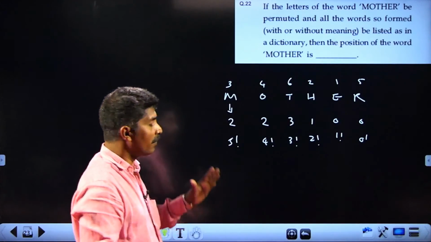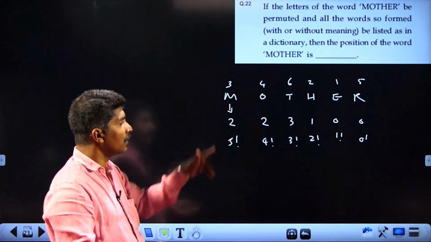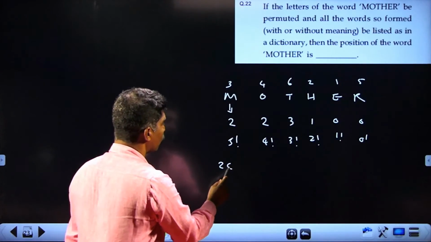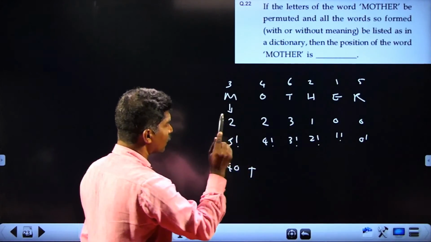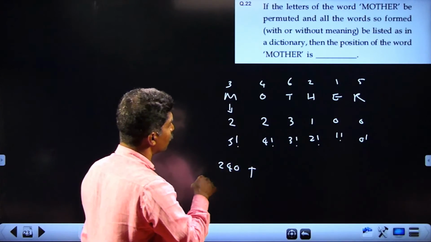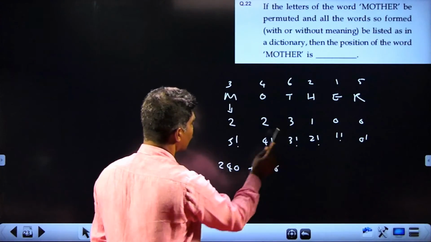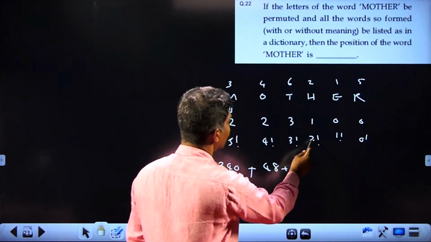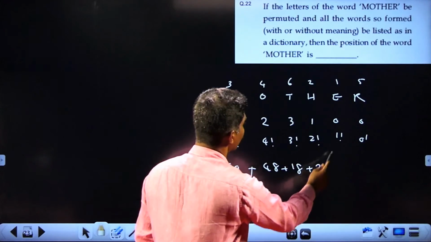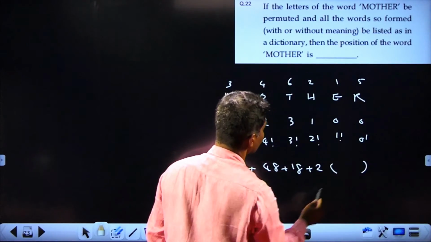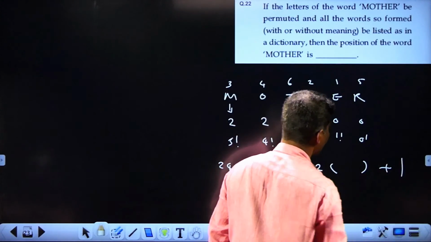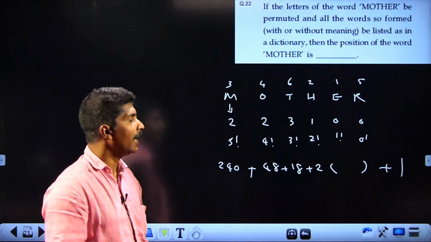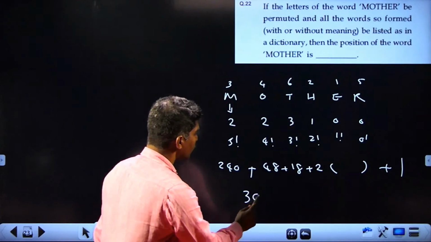And you will find the product of these two numbers. 5 factorial, you know, that is 120, 120 into 2, that is equal to 240. Plus 4 factorial is equal to 24, 24 into 2, 48. 3 factorial 6, 6 into 3, 18, plus 18. Then 2 into 1, that is equal to 2, and here 0, these are zeros. And you will add the position of the word MOTHER also, that is plus 1. Adding all these things, you will be getting 309.